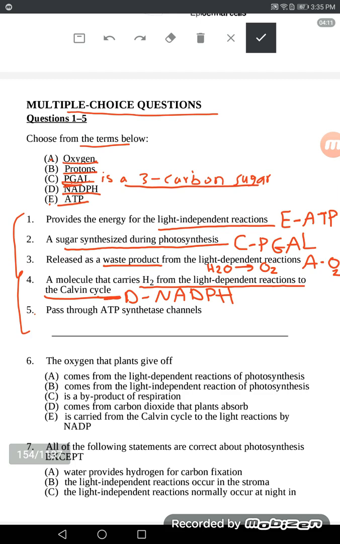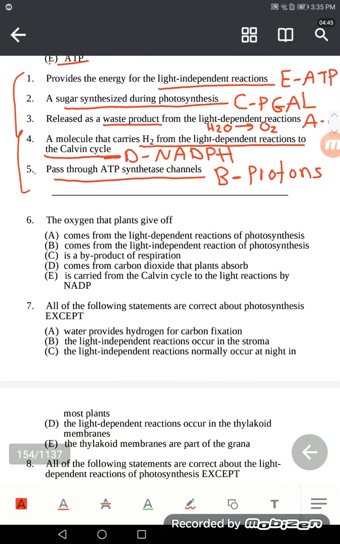Which molecules pass through ATP synthetase channel? We have protons. So it is B. As we had this process, the same thing in the cellular respiration, the protons will move through the ATP synthetase channel. So it is B, protons. So these are the 5 matching questions. Now let us move to the 6th question.